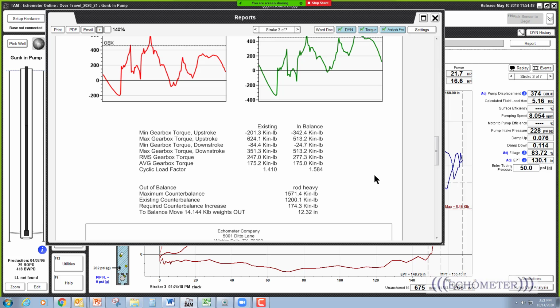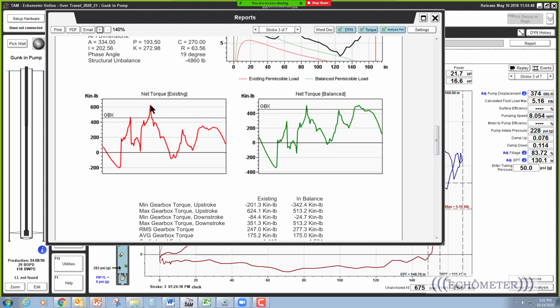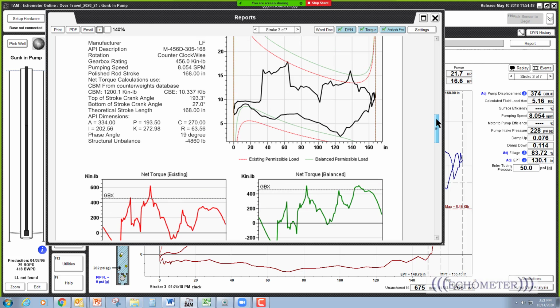If we go down to the very bottom here and we look, it says that we have a peak gearbox load of 624,000 inch-pounds. That's probably coming from that spike right there. That's where it's coming from. That spike is the existing net torque, and that spike right there is what causes this overload of the gearbox.